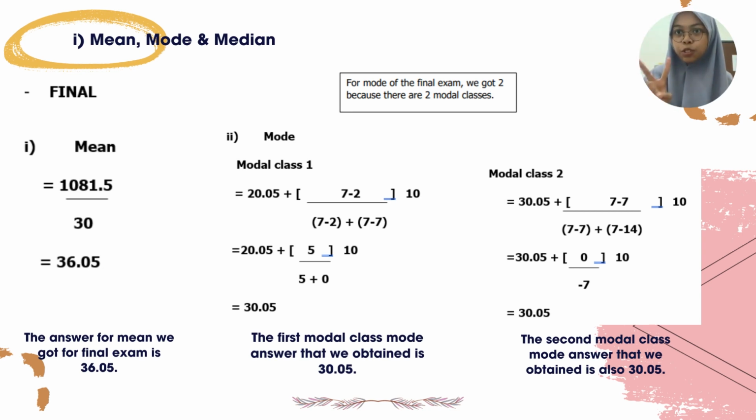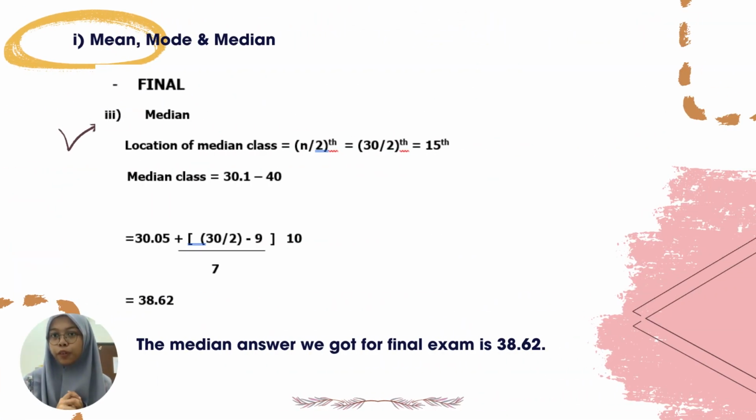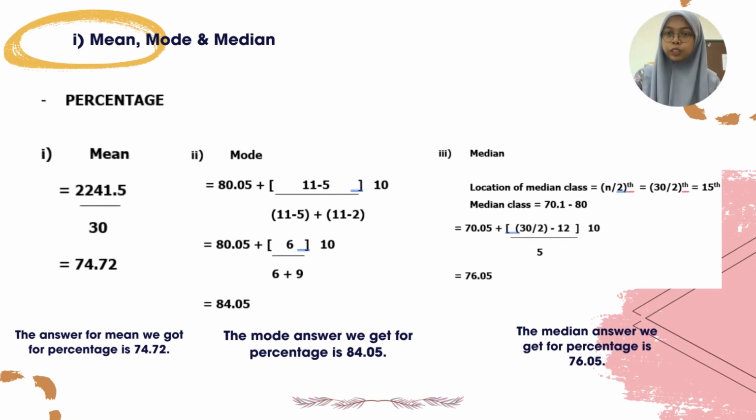For the mode, we got 2 modal classes. The first one that we obtained is 30.05, and the second modal class is the same as the first modal class, that is 30.05. The median we got for the final exam is 38.66. We move on to percentage.